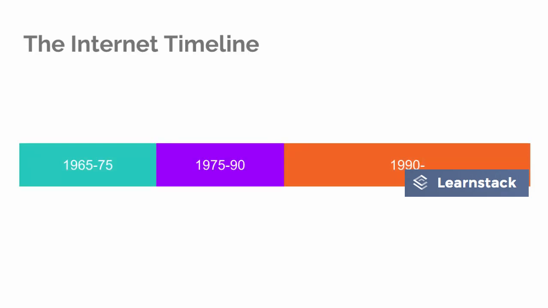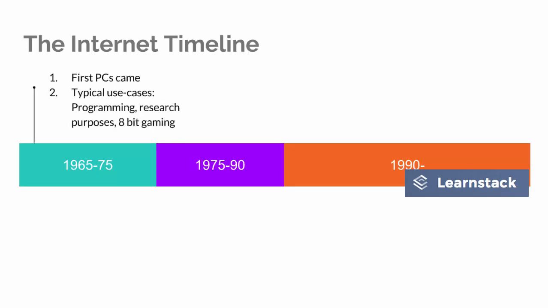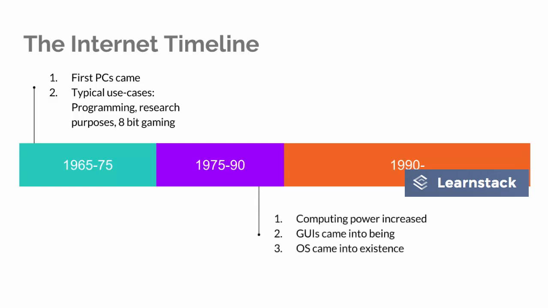The first one is 1965 to 75. In this era, first personal computers came into existence and people started using them for purposes like programming, research and gaming. In the next era, that is 1975 to 90, computing power increased. Graphical user interfaces came into being, which improved the user friendliness of computers. And gradually, operating systems like Unix also came into existence.